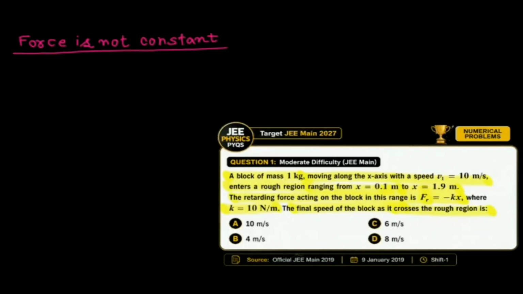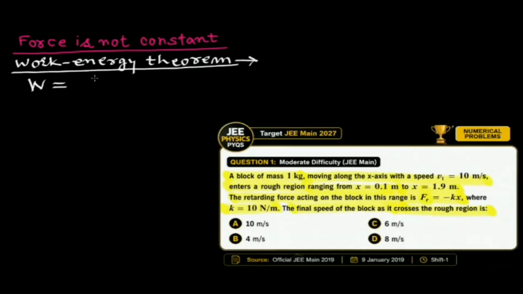Solution begins. Since the force varies with position, the easiest method is the work-energy theorem. Recall W equals delta K. That means work done by the retarding force equals final kinetic energy minus initial kinetic energy.